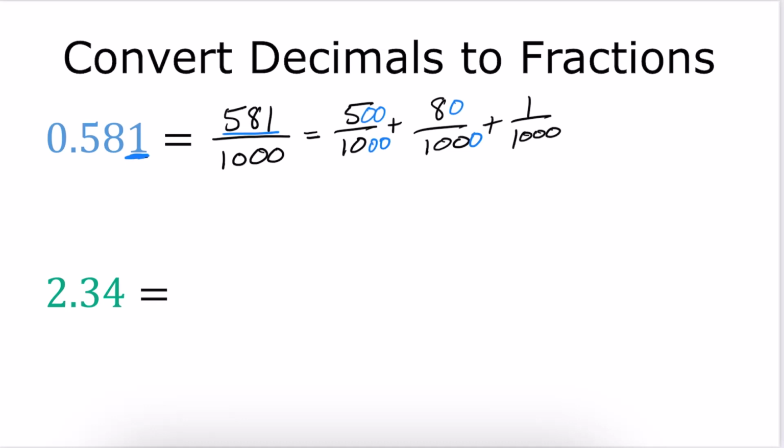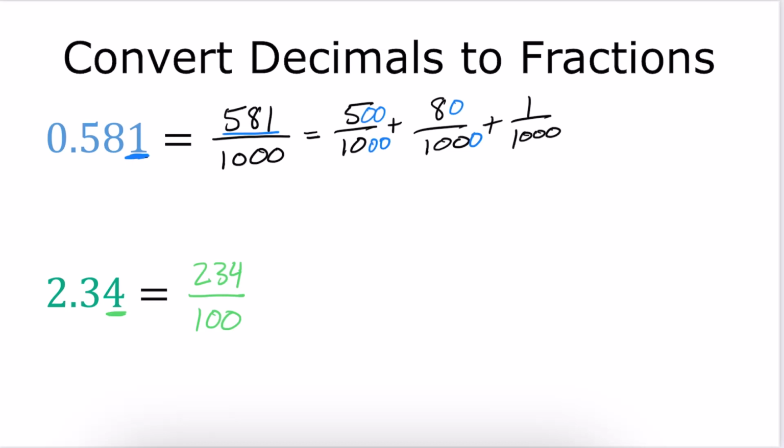If we do 2.34 and we try to write that as a fraction, the 4 is in the hundredths place. So we'll put 100 in the denominator. And then we'll write 234 in the numerator. And this makes sense because the decimal 2.34 is greater than 1. And the fraction 234 hundredths is an improper fraction, which is also greater than 1.